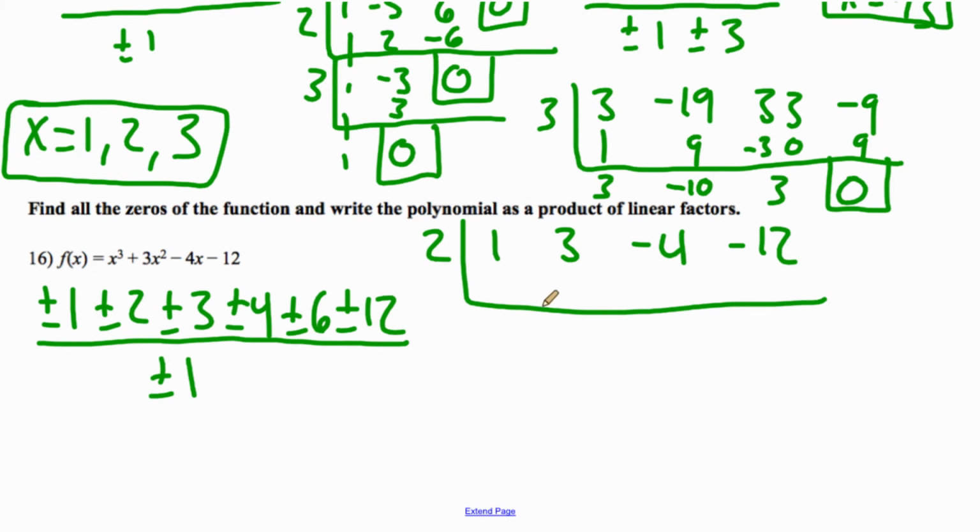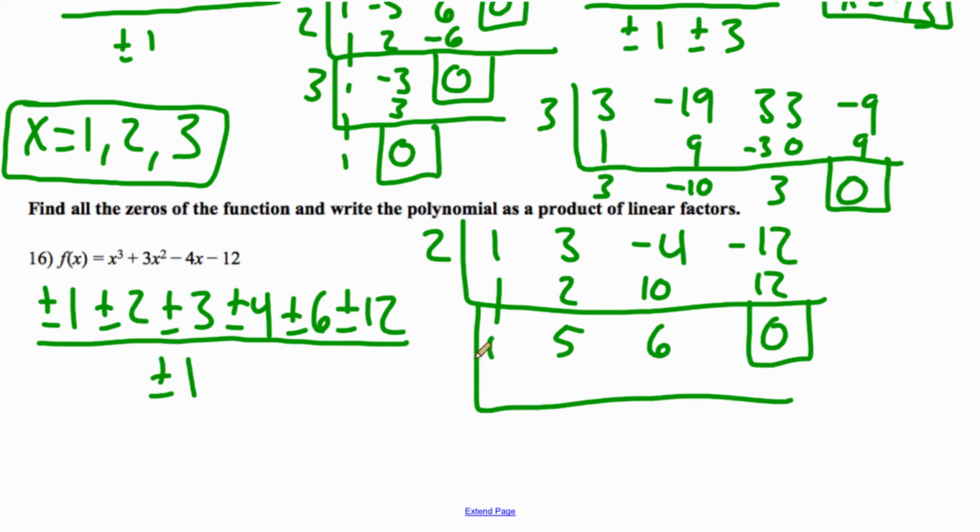I'm going to try 2 out first, so we drop the 1 down. 1 times 2 is 2. Add these up and we get 5. 5 times 2 is 10. Add these up and we'll get 6. 6 times 2 is 12, so we get our 0 remainder.